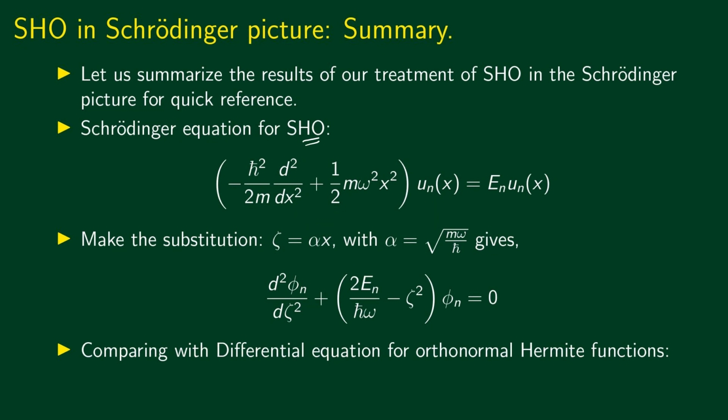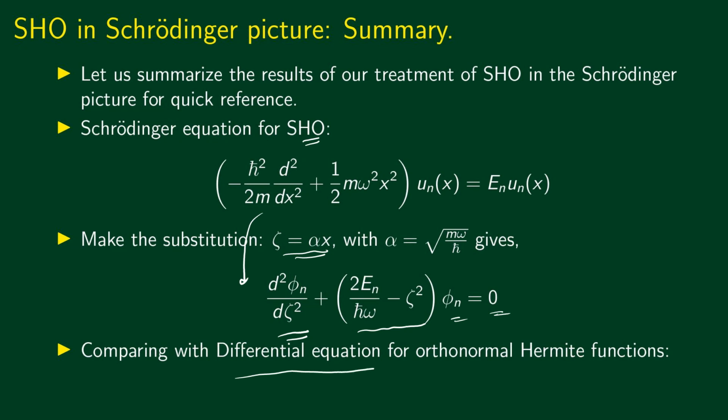Now we made the substitution. Actually, when we discussed it, we gave a motivation as to why we use this particular substitution. But now let's say that we just make the substitution: zeta is equal to alpha x, where alpha is square root of m omega by h bar. If you make the substitution and some rearrangements, you will see that this equation simply reduces to this form: d square phi n by d zeta square plus (2En by h bar omega minus zeta square) phi n equal to 0.